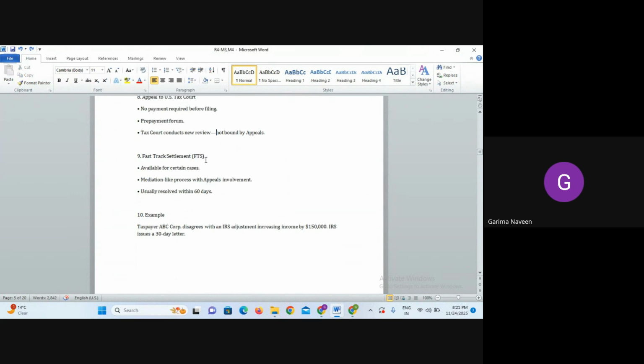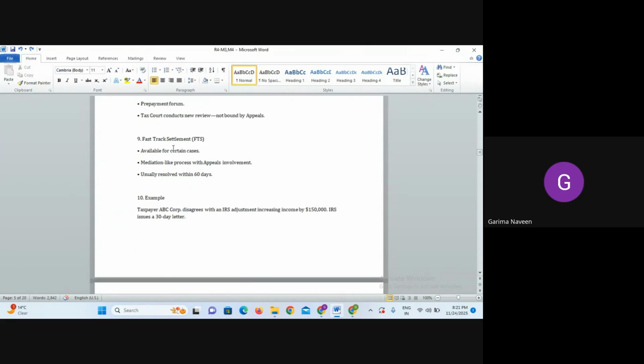Fast track settlement means that for certain cases you can have a settlement within a short period of time. These are only available for certain cases. It is a mediation-like process with appeals involvement, and these usually resolve within 60 days. Basically, small tax cases are those in which the amount is $50,000 or less. Then you may go for fast track settlement.